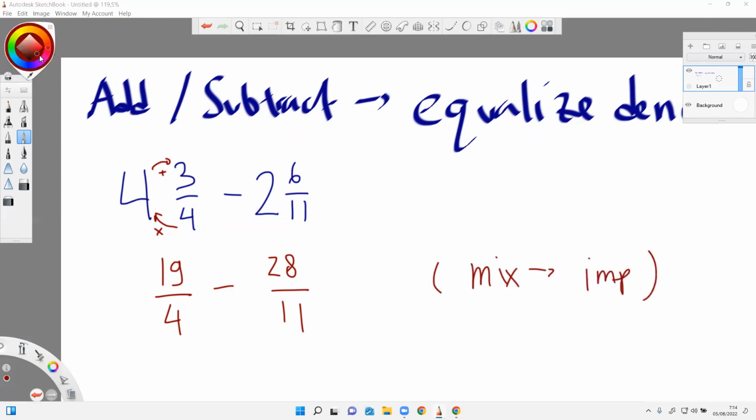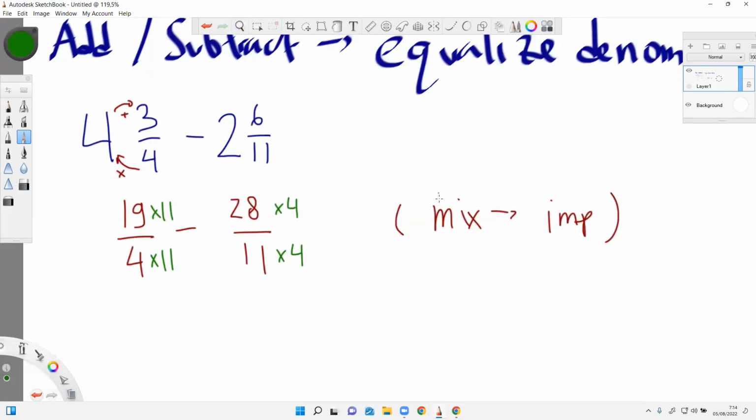Next step, what do you do? Equalize the denominator. Okay, 4 and 11, what is the lowest common multiple of 4 and 11? 44, so how do you do it? Times 11 on top and bottom, times 4 on top and on the bottom also, to make the denominator equal. We try to follow the rules. Over 44 minus over 44, or you can just combine over 44 as one number. That's it. Okay, it is acceptable.